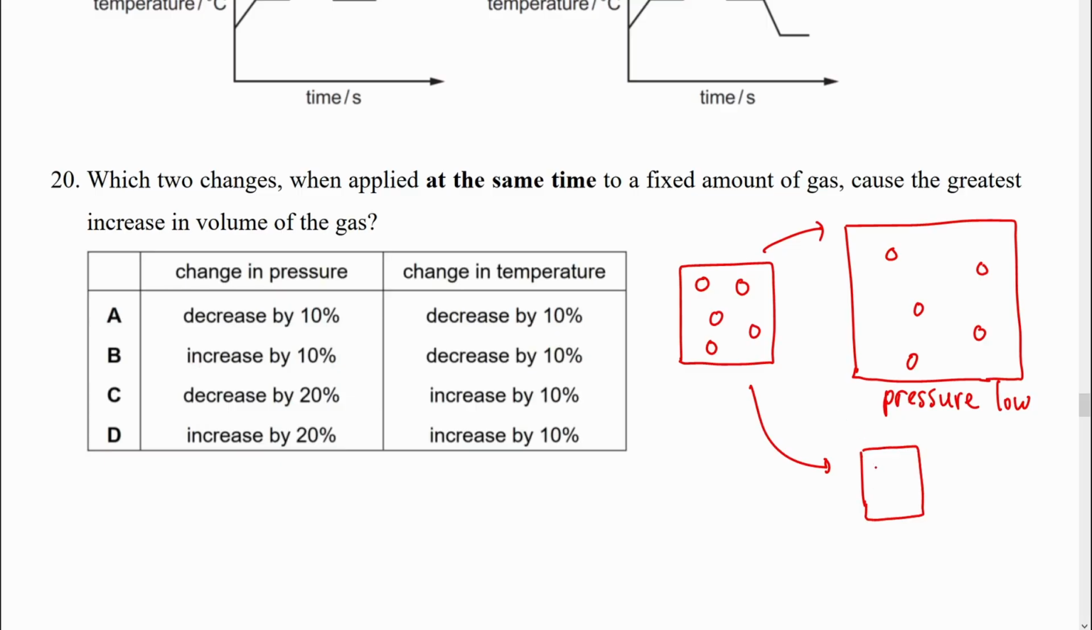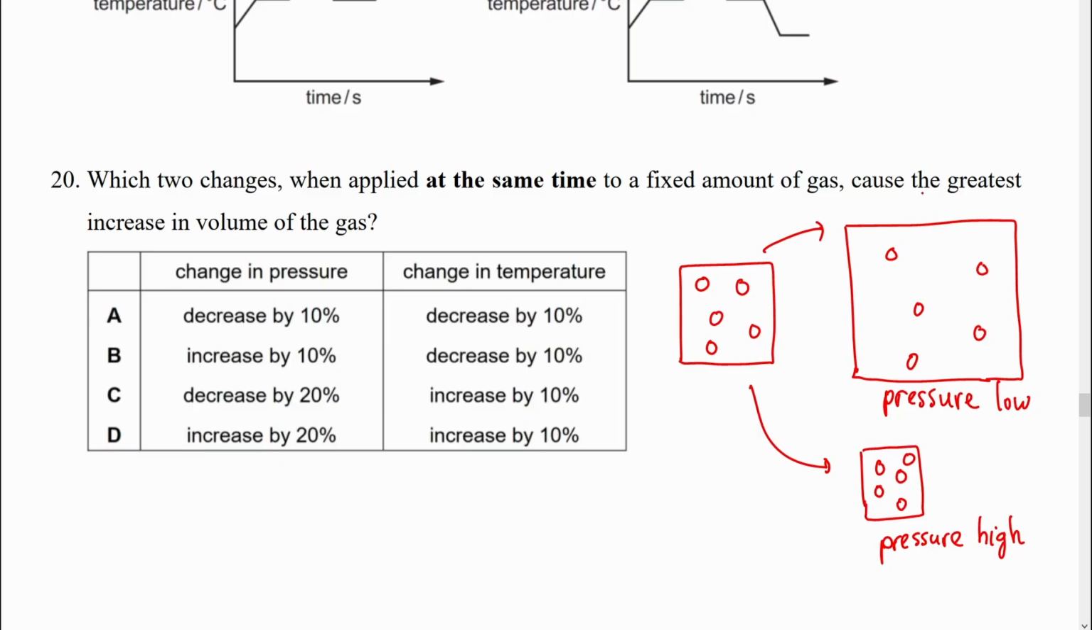The number of particles is still 5: 1, 2, 3, 4, 5. So what do you think about the pressure here? The pressure here, of course, is going to be higher than before. Why? Because the particles are getting closer to each other. So that's why in here, the pressure is very high, right?